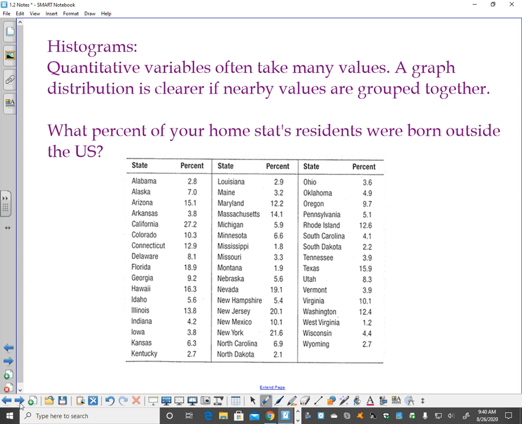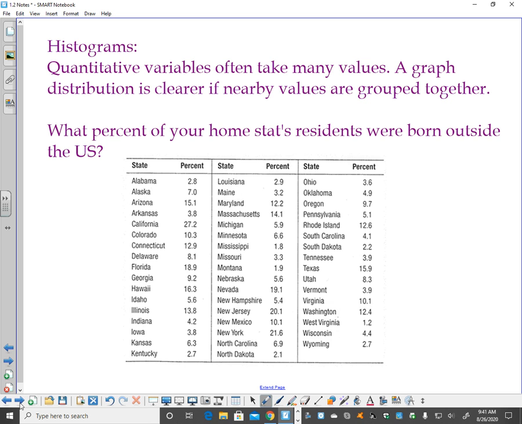Okay. All right, the last thing that we have to talk about are histograms. Histograms are a pain in the butt to make. You're going to use histograms for quantitative data when you have an abundance of data. Like, look at this. This is all 50 states. I do not want to do a dot plot for 50 dots. I do not want to do a stem and leaf. Plus, this has decimals, so that makes a stem and leaf really difficult. So this is a perfect candidate for a histogram.